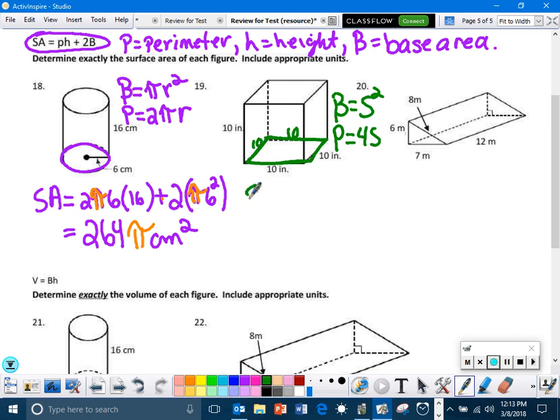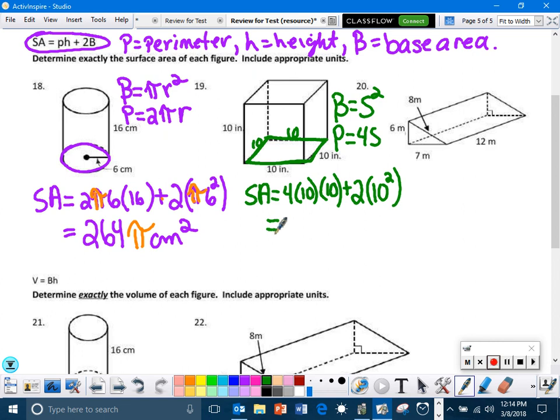All right, here we go. So the surface area is going to equal, the perimeter is 4 times 10. S is 10. Okay, then it's times the height, which is also 10, plus, okay, looking at the formula again, 2 times the base area, which is 10 squared. Write that down. Be very thorough in your notes.